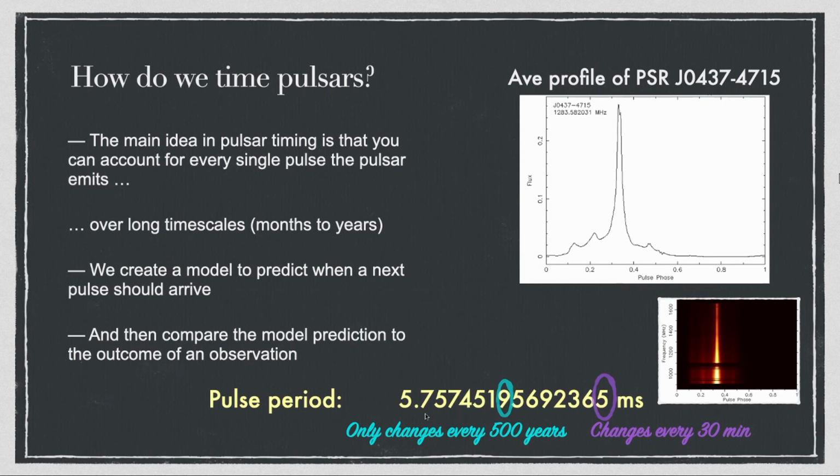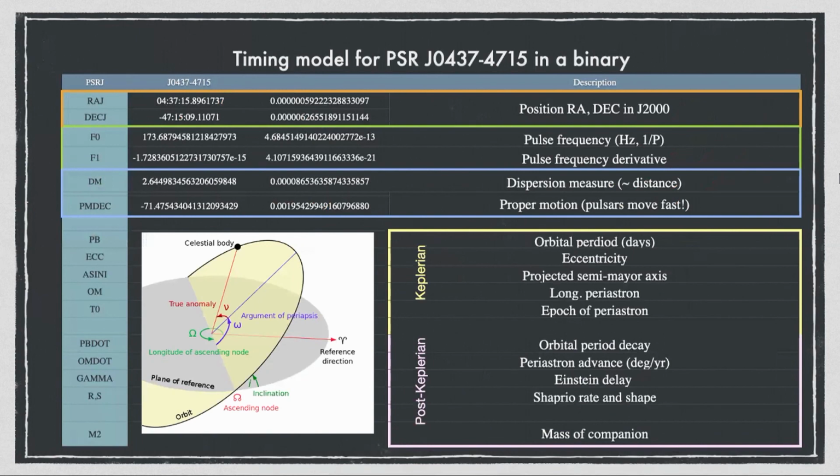At the seventh decimal, that number will only change every 500 years or so, because recall the pulsar is also spinning down, slowing down over time as it loses energy. But this last number here changes every 30 minutes. The point remains that at any given time, I know the pulse period of this pulsar to this accuracy. And so what really goes into a timing model?